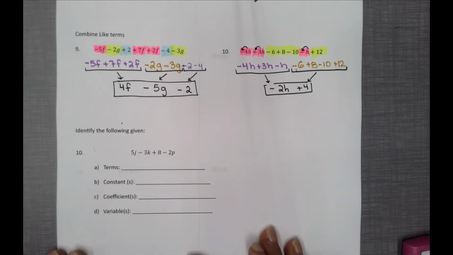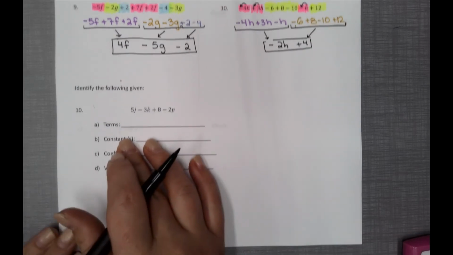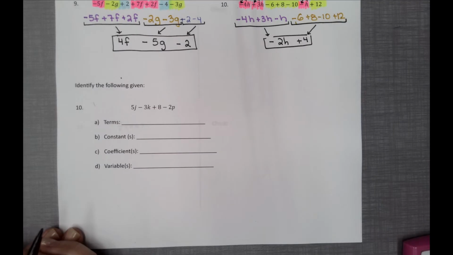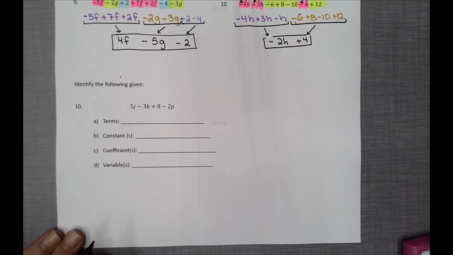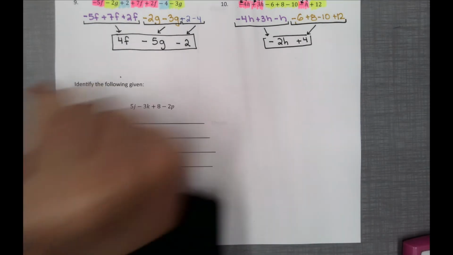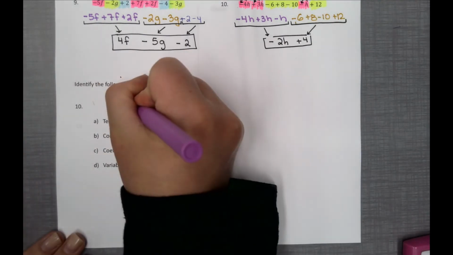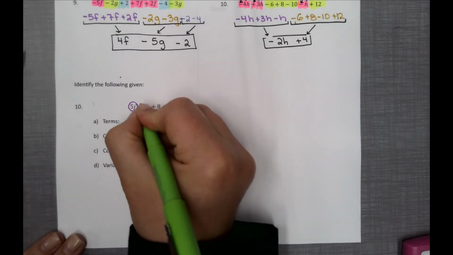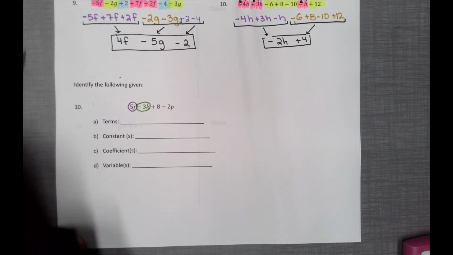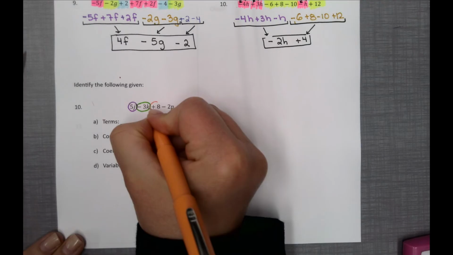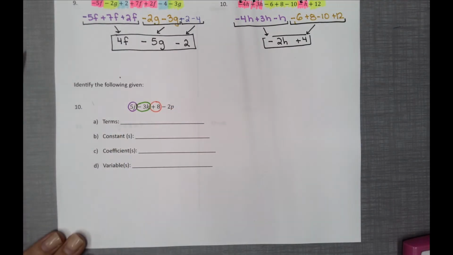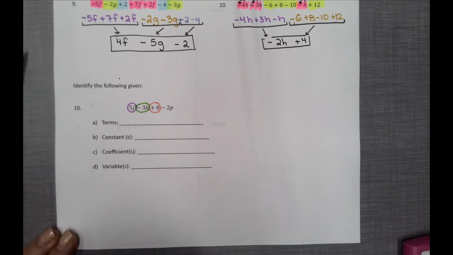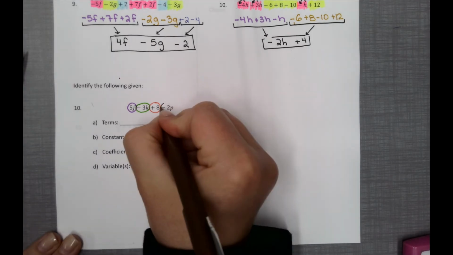Oh, looks like I have two question number 10s. That's okay. Identify the following given. All right. When it comes to terms, terms are things that we have. Terms are things that are separated by pluses and minuses. Terms are basically everything that we see, except we have to write it as a list.